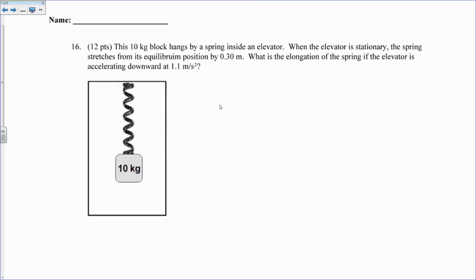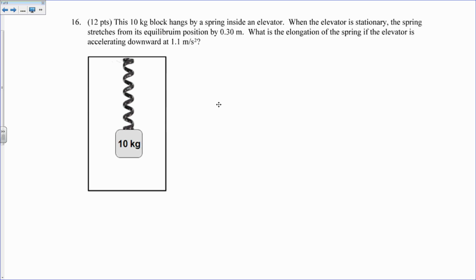Right, this block hangs by a spring inside an elevator. When the elevator is stationary, the spring stretches from the equilibrium position by 0.3 meters. What is the elongation of the spring if the elevator is accelerating downward at 1.1 meters per second squared? So the acceleration is -1.1. There are two forces acting on it, force weight and force of the spring. We know that the magnitude of the force of the spring is k times x.